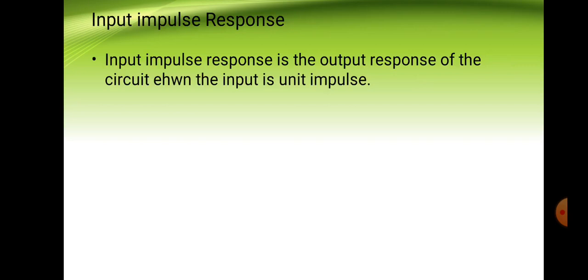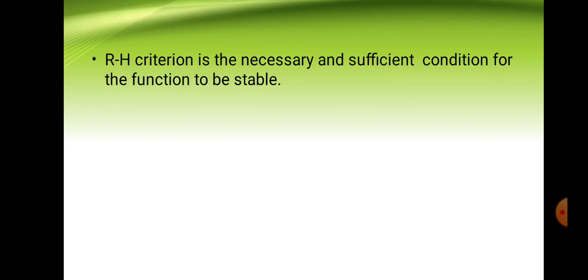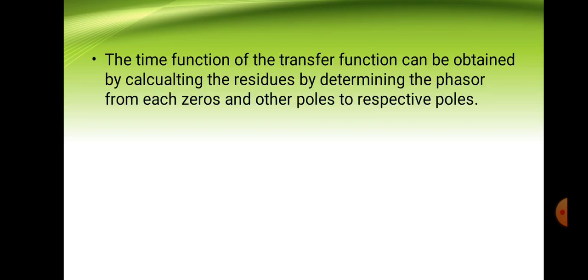Impulse response: the impulse response is the output response of the circuit when the input is a unit impulse. RH criterion is a necessary and sufficient condition for function to be stable. The time function of the transfer function can be obtained by calculating the residue by determining the phasor from each zero and pole to the respective poles.